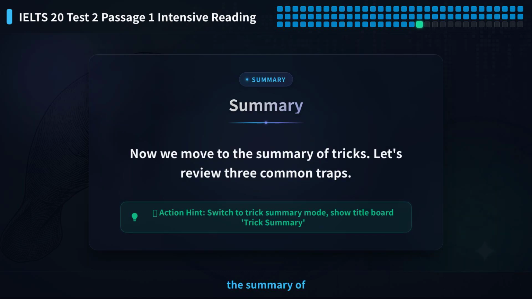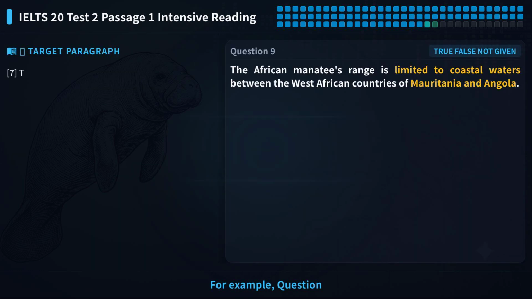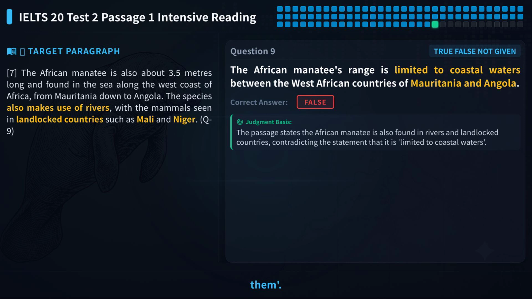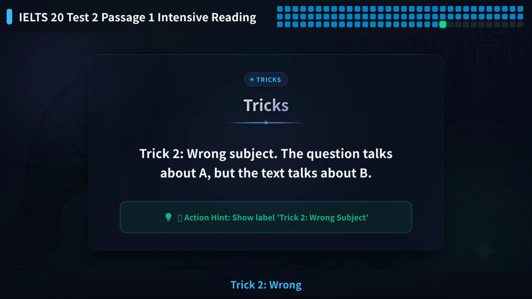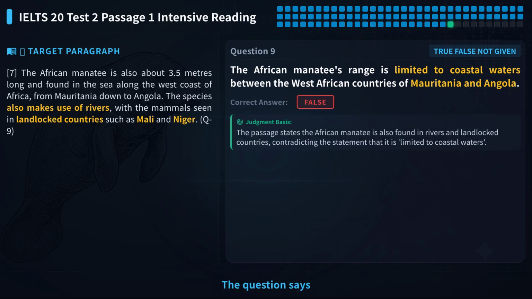Now we move to the summary of tricks. Let's review 3 common traps. Trick 1, opposite meaning. The text says the opposite of the question. For example, question 9. The question says, no laws protect them. But the text says laws limit boat speeds. Trick 2, wrong subject. The question talks about A, but the text talks about B. For example, question 9. The question says all manatees. But the text only talks about West Indian manatees.